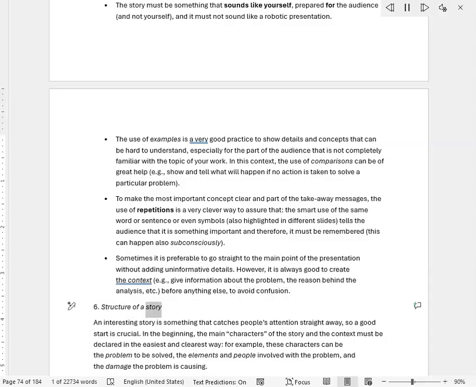6. Structure of a story. An interesting story is something that catches people's attention straight away, so a good start is crucial. In the beginning, the main characters of the story and the context must be declared in the easiest and clearest way. For example, these characters can be the problem to be solved, the elements and people involved with the problem, and the damage the problem is causing.